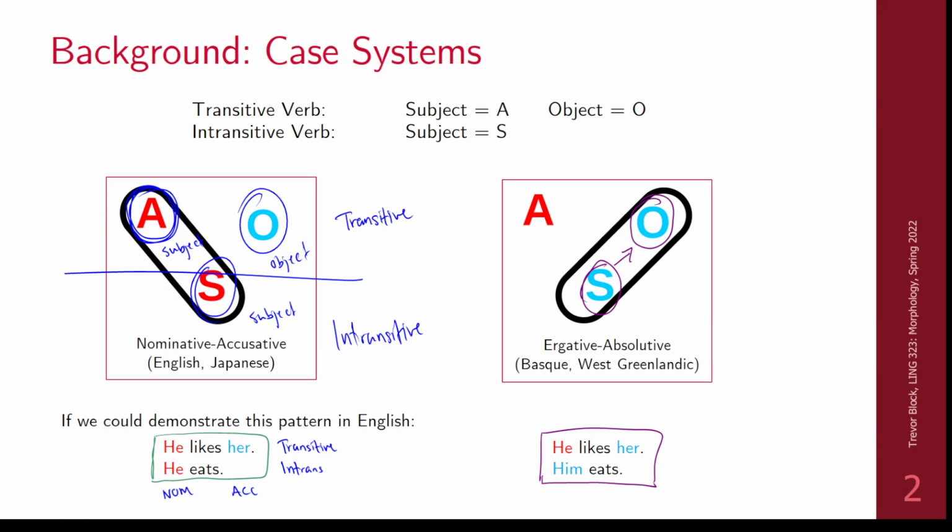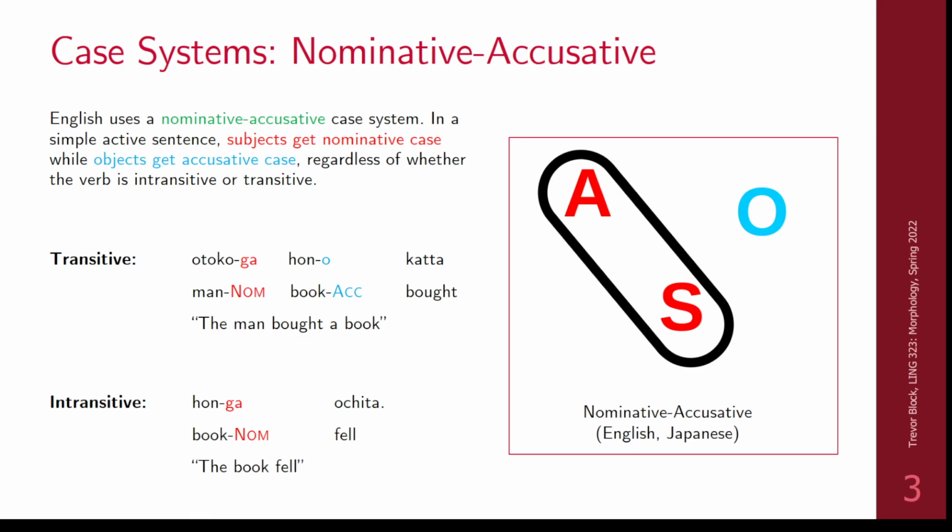Okay. So we'll see this come up in our patterns today, but that's just some background information so you can see that. In fact, I have a couple more examples that are clear so we can see how this works. So here's a case from Japanese, which is nominative accusative, so much like the English pattern.